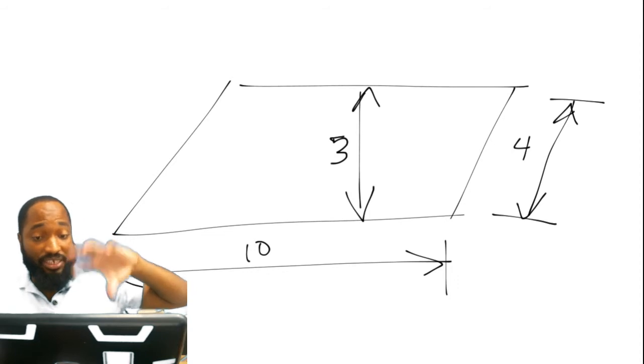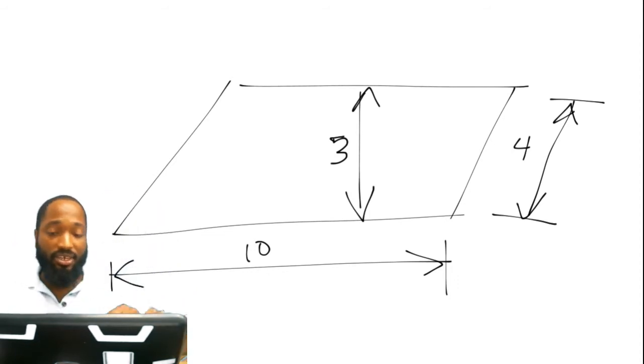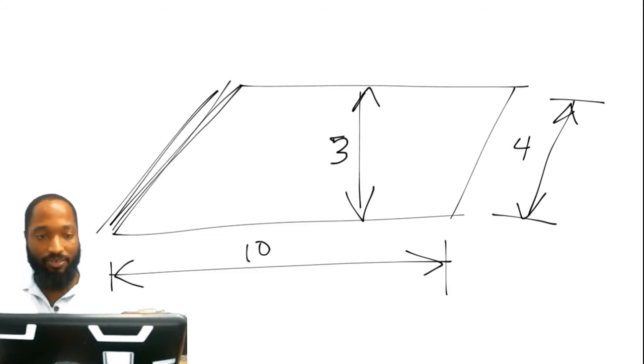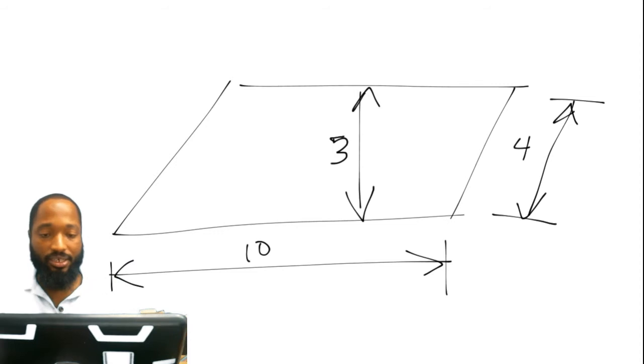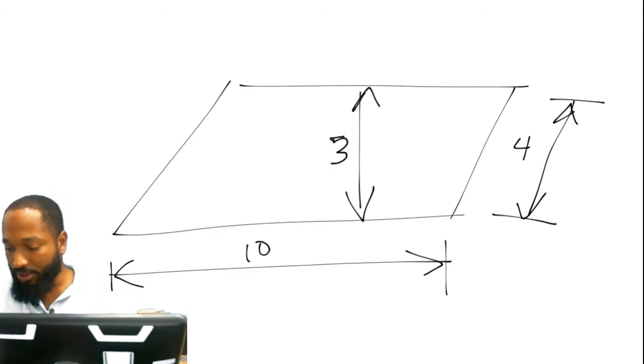The area of this parallelogram is not 4 by 10. It's 3 by 10. You have to use the perpendicular height, not the diagonal length of the parallelogram. That will get a false answer. So 3 by 10 is 30, which is the area of this parallelogram.